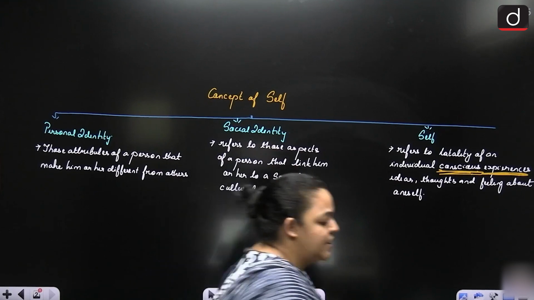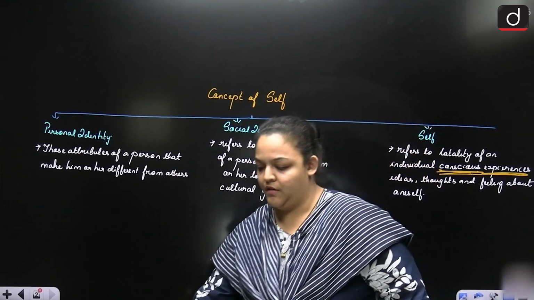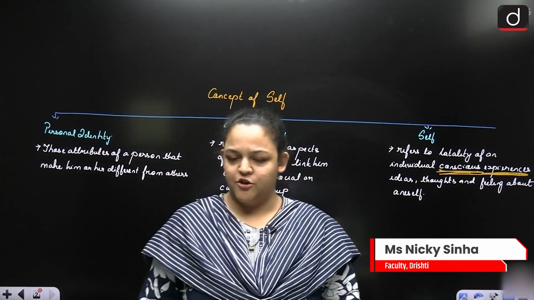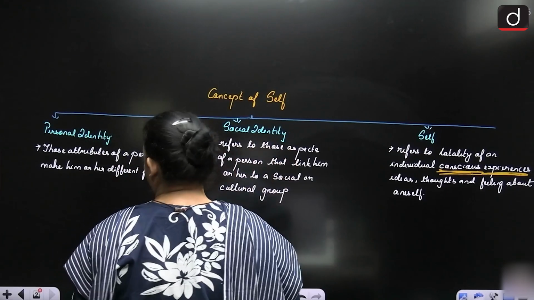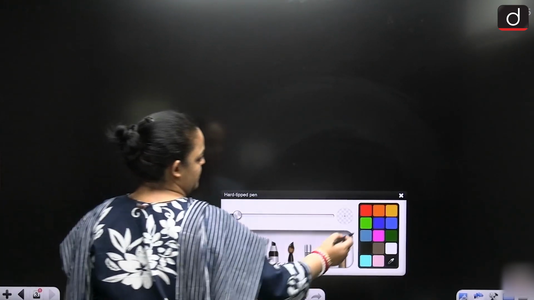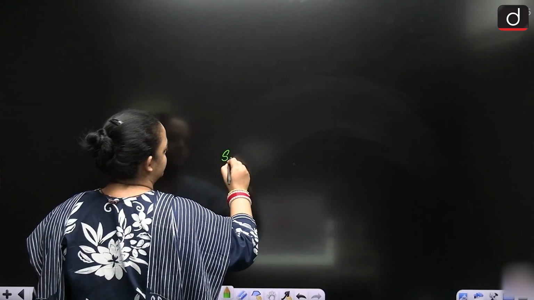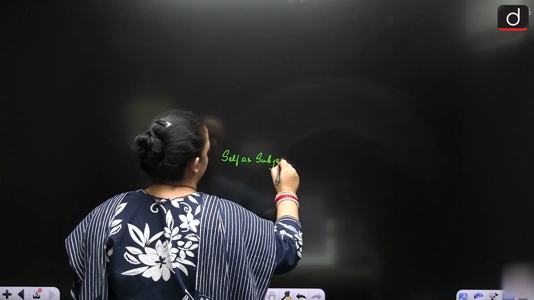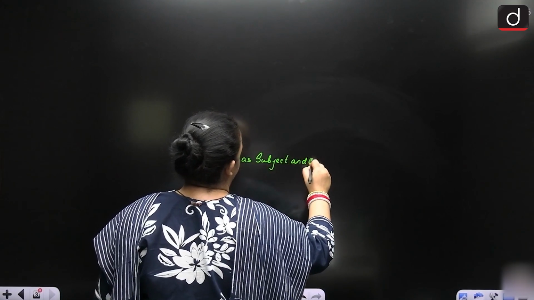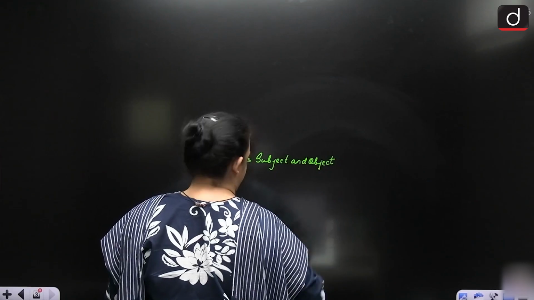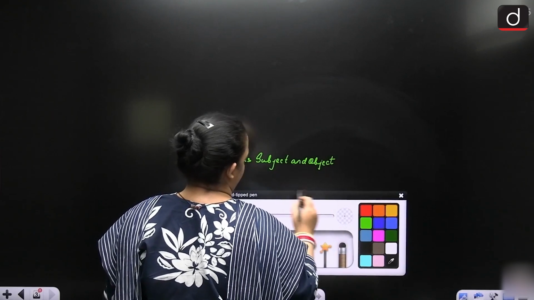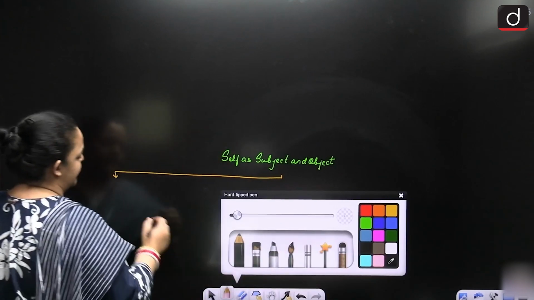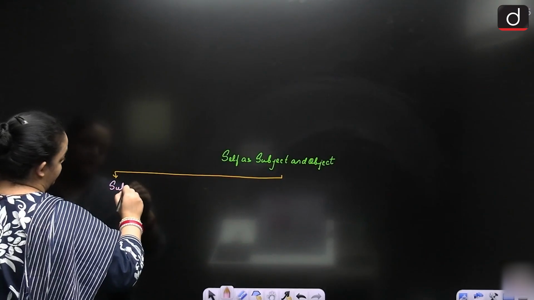We will move ahead and we will now focus on self as subject and self as object. This is actually going to be a little different. Okay. So first of all, we will see self as subject.